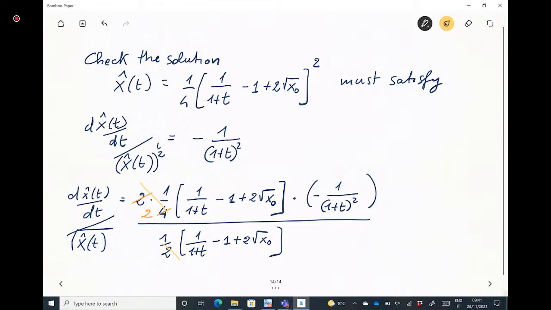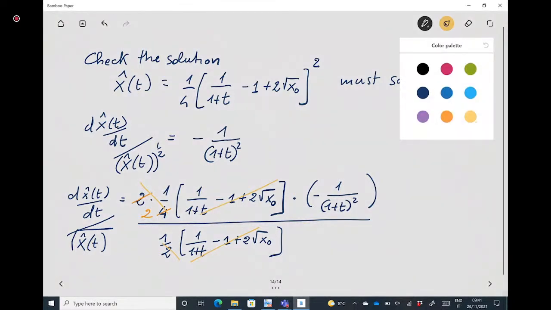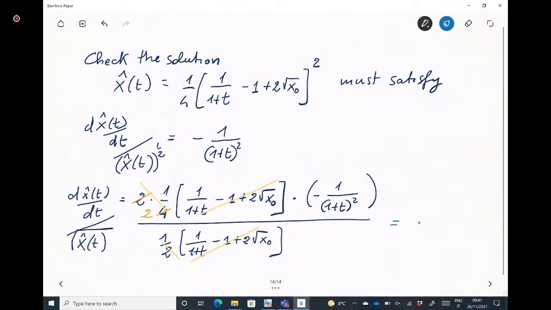Here I have this one, but this can be simplified away with this one. So my result is just minus 1 over 1 plus t squared, identically for any t, which is precisely what the differential equation required. Okay? It was precisely the condition required by our differential equation. So this is a way to check our solution. Okay?